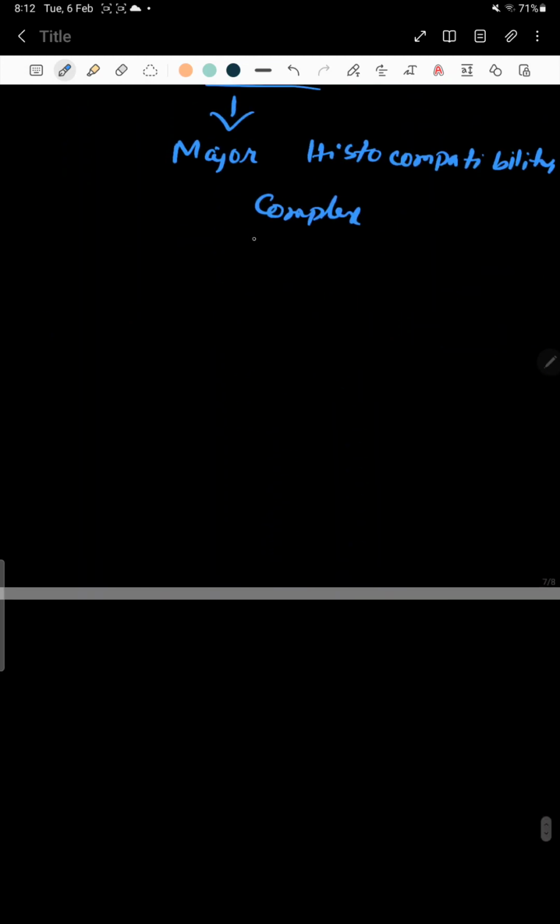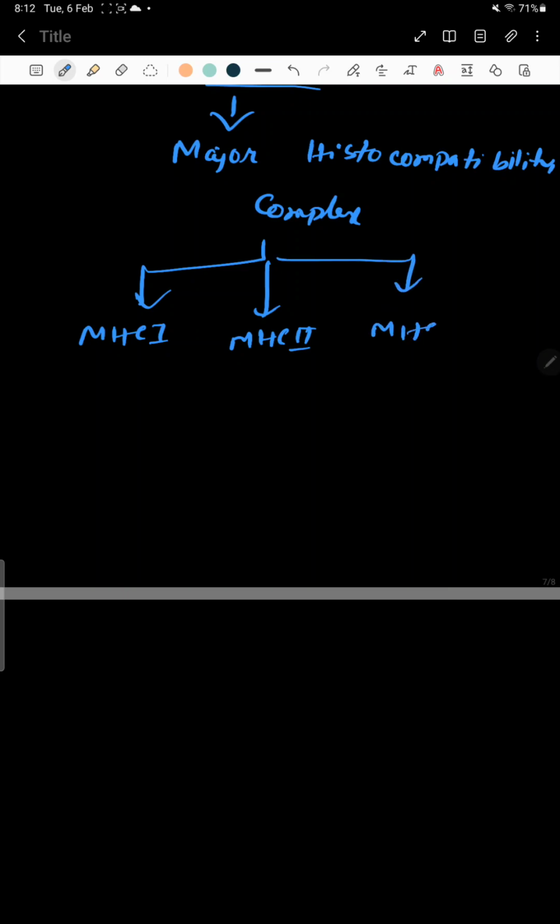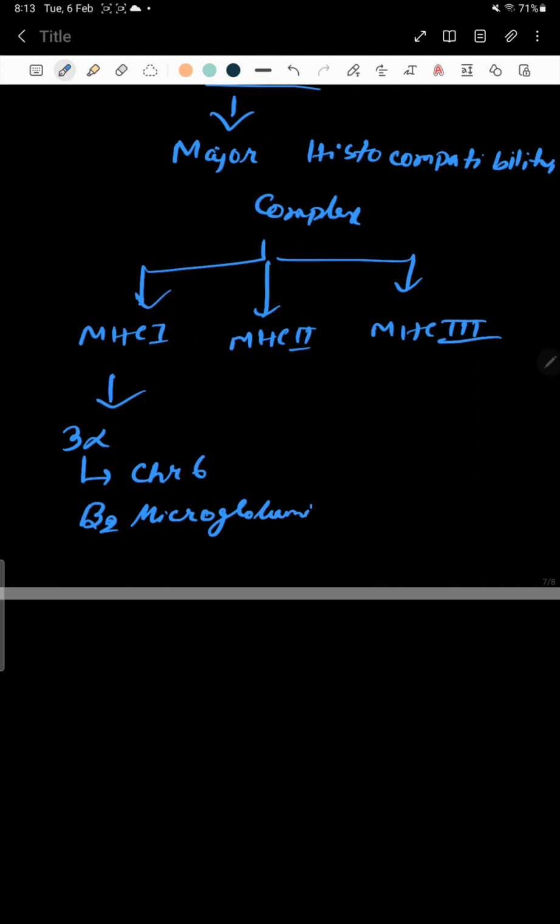What are the types of MHC? There can be MHC1, MHC2, and MHC3. Now what is the generalized structure? In MHC1 there are 3 alpha chains that are produced by chromosome number 6, and a beta chain, beta 2 microglobulin, that is produced by chromosome 15.